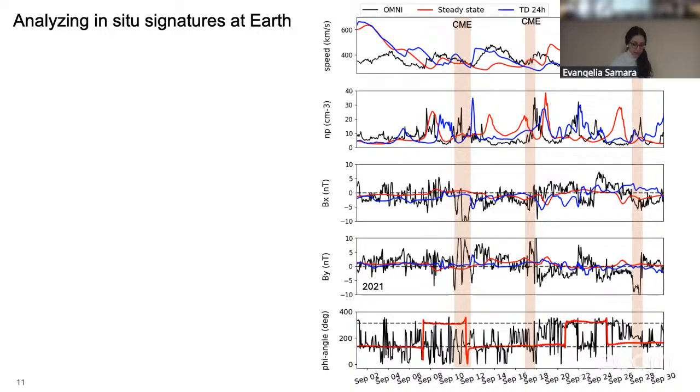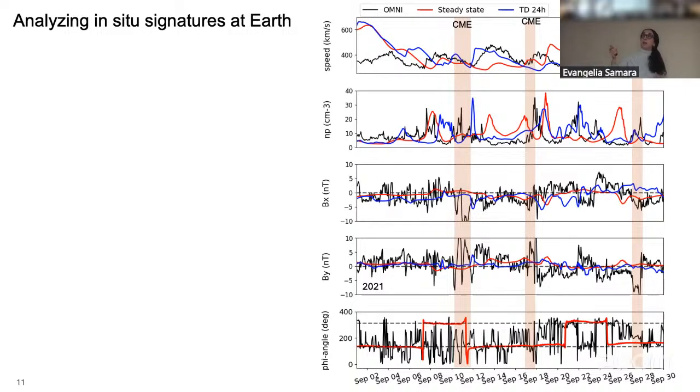What you see here are different plots of solar wind properties, beginning with speed, density, Bx, By, and the so-called phi angle. By phi angle, I mean the longitudinal angle of the interplanetary magnetic field, which has predominantly two directions. I will explain in a moment what this is. But what I want you to see is, black, by the way, is always observations, blue is the time-dependent approach, and red is the steady-state approach.